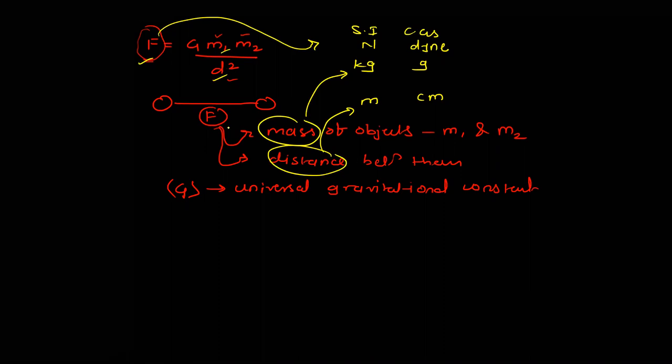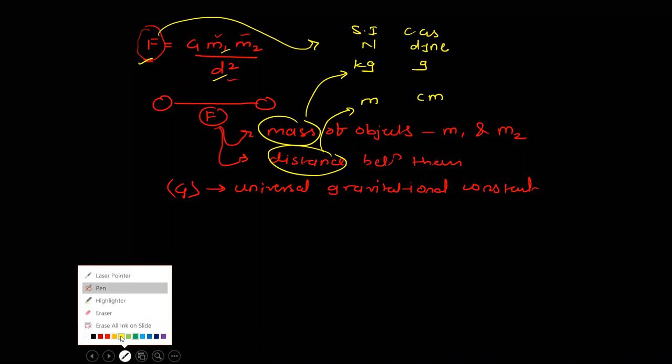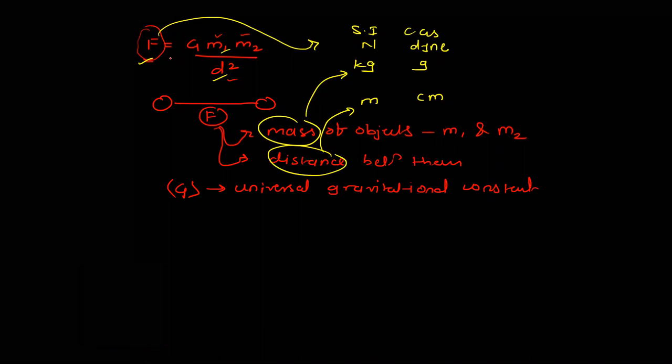Now we need to find what will be the unit for G. If you have not learned the unit of G, if you can't remember it, no problem. You can derive it. How will we find it? Very simple. This is equation number one, I suppose. From equation number one, I can write G equals F. The D will move to this side, it will become F into D square, divided by the masses M1 and M2, which will go into the denominator.